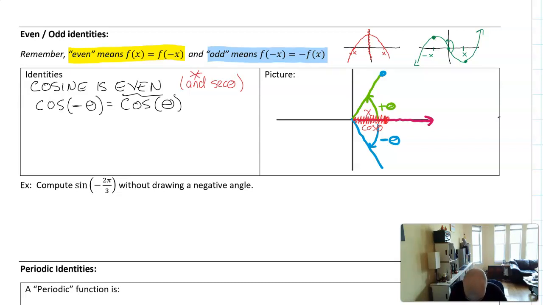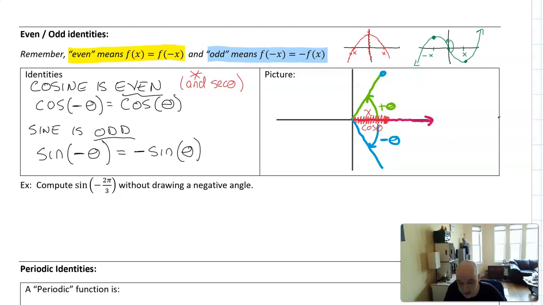The second even-odd identity is that sine is odd. What that means is that sine of negative theta, the sine of a negative angle, is the opposite of the sine of an equal positive angle. Now, why would that be true? Well, let's look at the picture again.